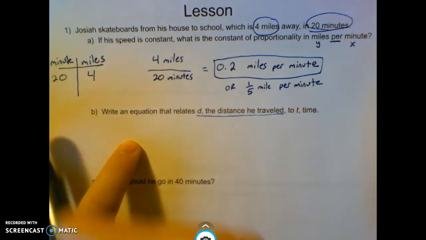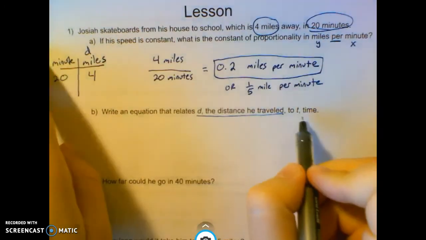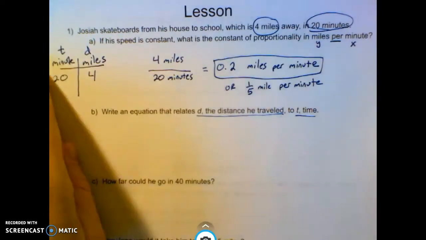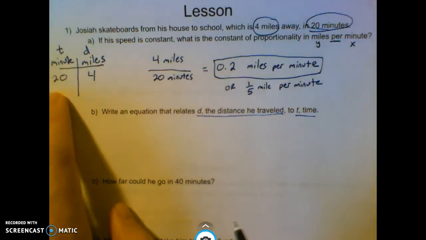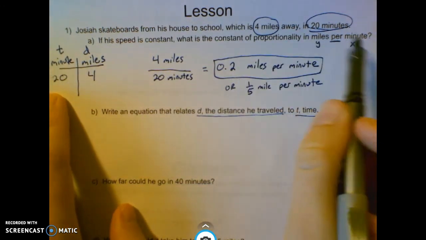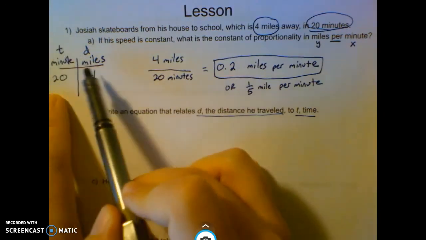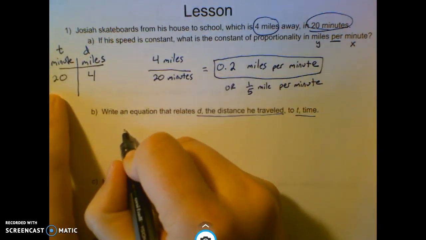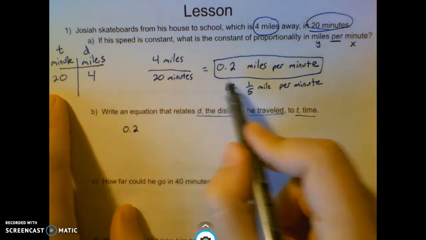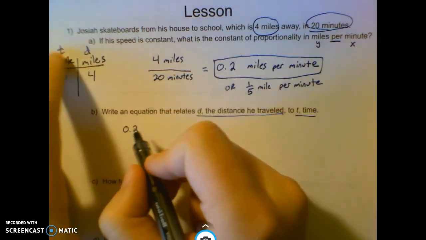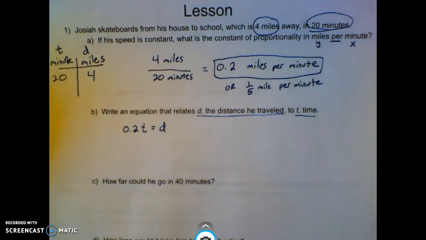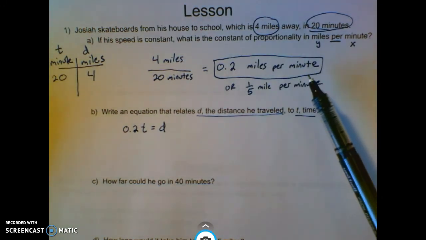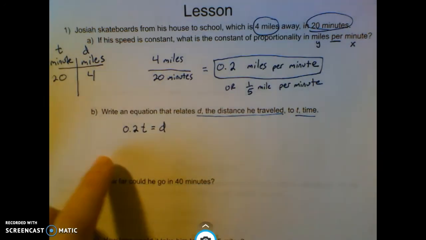D is the distance he traveled, so miles is D. We're going to do T, which is time, so minutes is T. Now I have to figure out how to write my equation. What we learned last time is that when we've set this up like this, this is our x, this is our y, so we're always going to multiply whatever our constant of proportionality is times x, and that's going to give us y. And this was something that was really confusing for people. So now that we're really being careful with our units, I want to show you another way to check this and make sure that it makes sense.